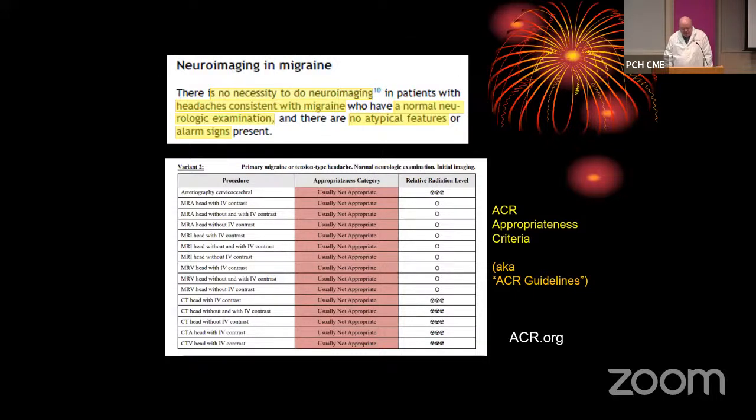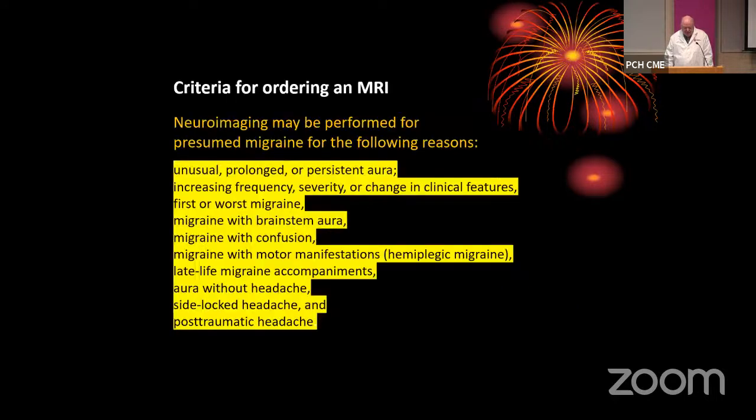And if you're thinking about imaging and you're not sure whether imaging is appropriate, you can simply go to it, and they have multiple categories in each group. This is the category for basically primary type headache. And you can see that "usually not appropriate" is the description for all of the possible imaging listed on the left. Again, acr.org if you want to look at that.